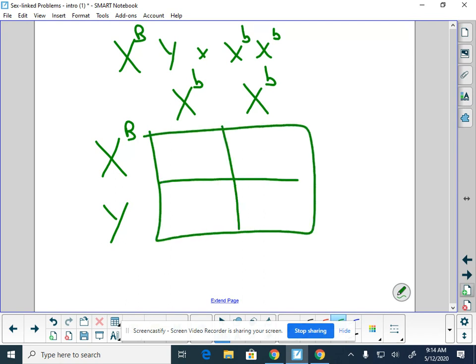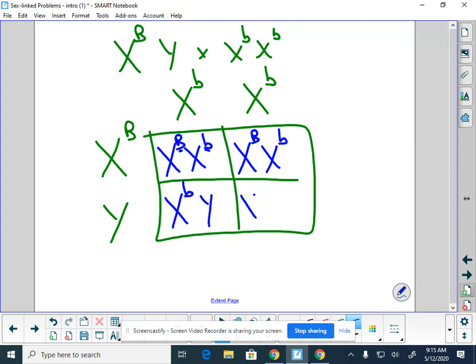Let's do the Punnett square. X big B, X little b. Just like in normal Punnett squares, you always put the capital letter in front of the lowercase letter. That's just convention. It doesn't change anything. X big B, X little b, X little b, Y, X little b, Y. X always gets written in front of the Y too, for that matter.